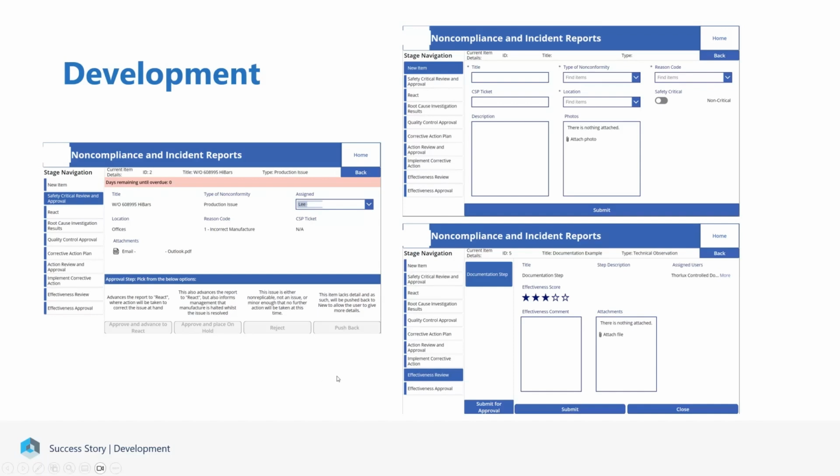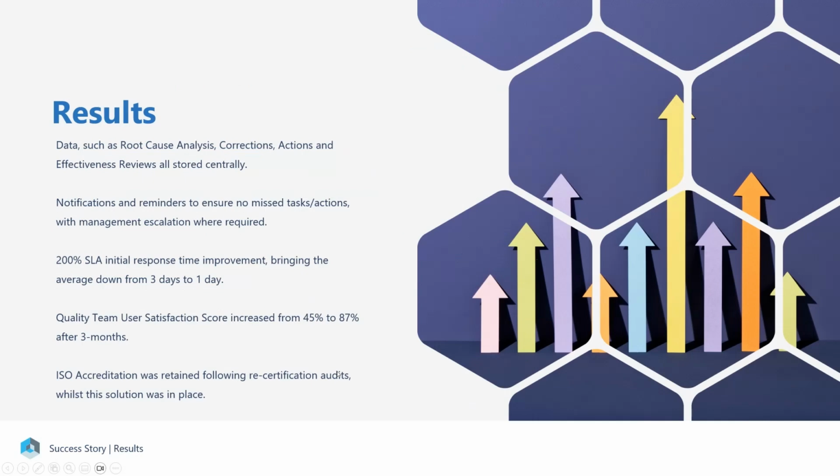So if we look at the results, all the data was stored centrally. So essentially the issue around traceability, the issue around auditors coming in and not seeing the latest improvements was gone. There was one central location that the quality manager and health and safety manager could access, and they could see all of their data listed there. They could also report on that data as well.